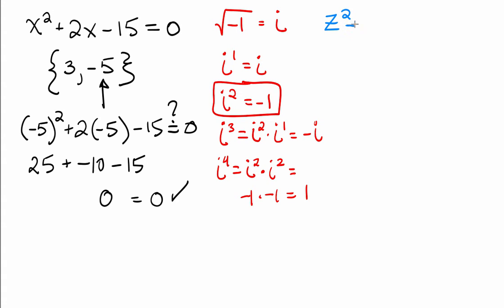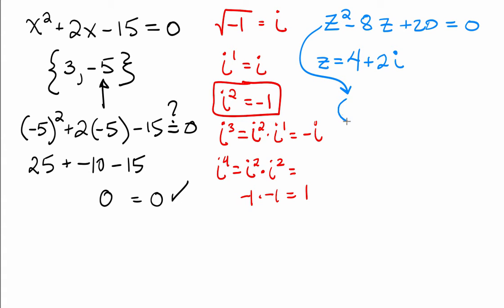Suppose there is a quadratic equation, z squared minus 8z plus 20 equals 0. And you are asked to illustrate that 4 plus 2i is a solution of this quadratic equation. So all we need to do is to take the equation, make the substitution for z, (4 plus 2i) squared minus 8 times (4 plus 2i) plus 20, and we need to show that this is equal to 0.